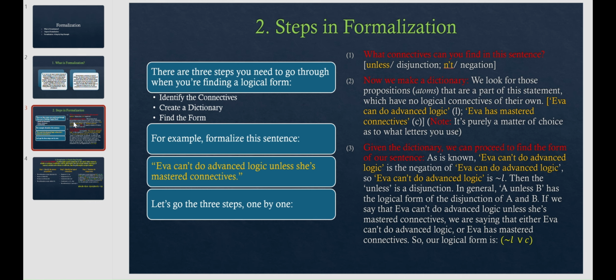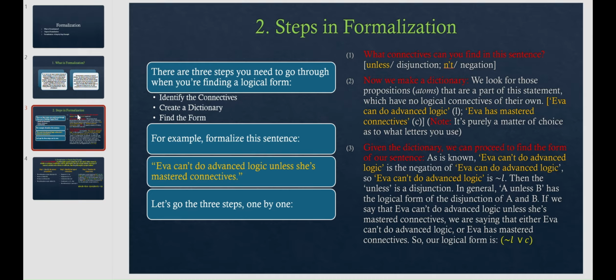And our next step is about finding the form. Given the dictionary, we can proceed to find the form of our sentence. As is known, Eva can't do advanced logic is the negation of Eva can do advanced logic. So, Eva can't do advanced logic is not L. It is the negation of the L statement.